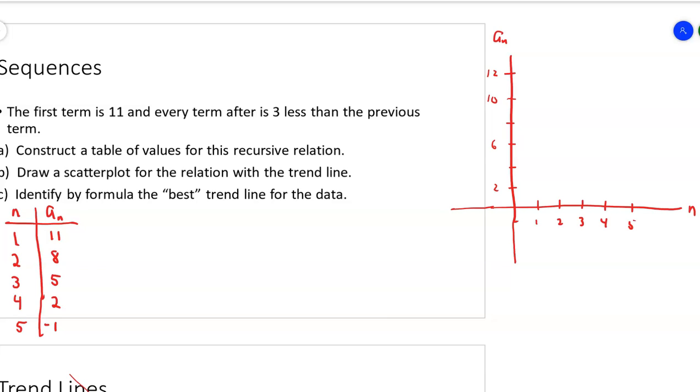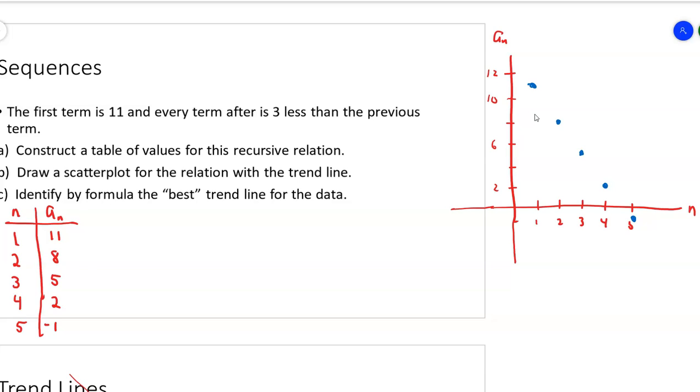So term number 1 we said was 11. So I go over to 1, right? I start at the origin, I go over to 1. And then halfway between 10 and 11, it's a good spot to make a dot over there. Term number 2 is 8. Term number 3 is 5. Okay, term number 4 is 2. Term number 5 is below the axis. That's negative 1. So my sequence is graphed like this.